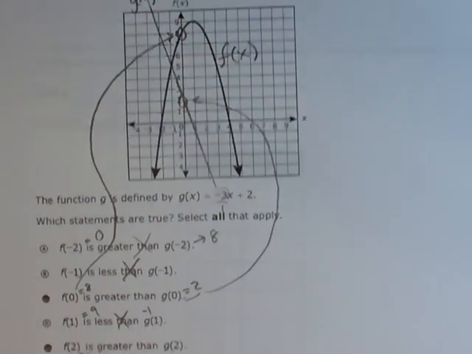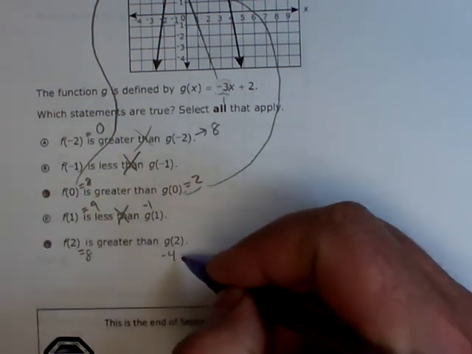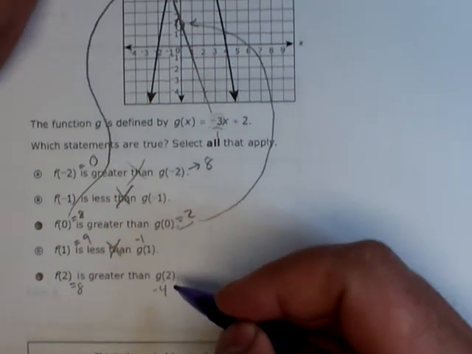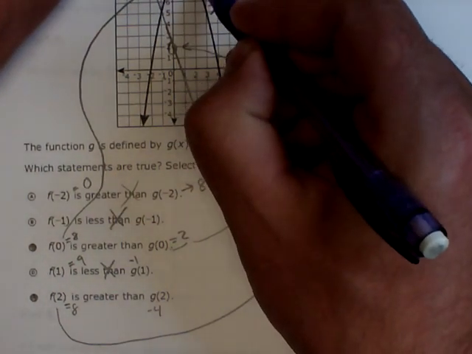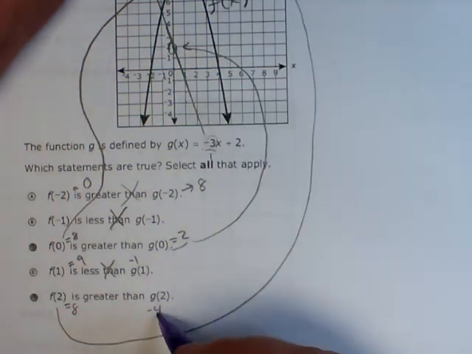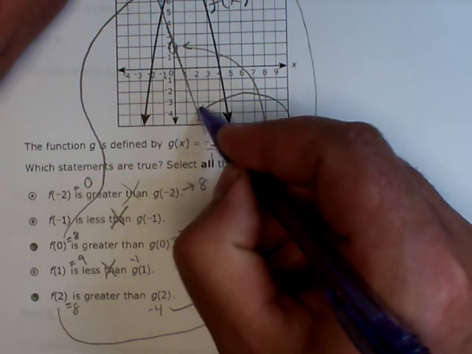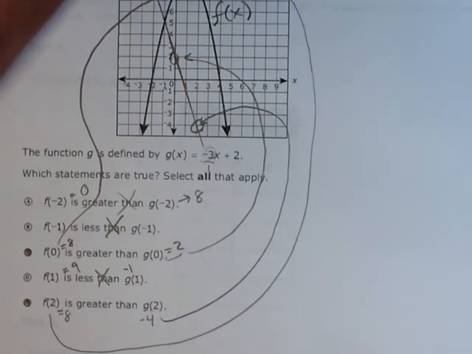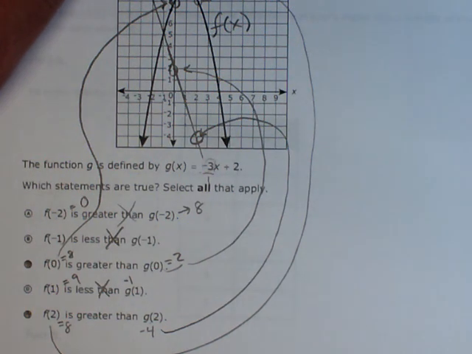Oh, I lost you there. F of 2 is 8. G of 2 is -4. You can see that on the graph. So C.